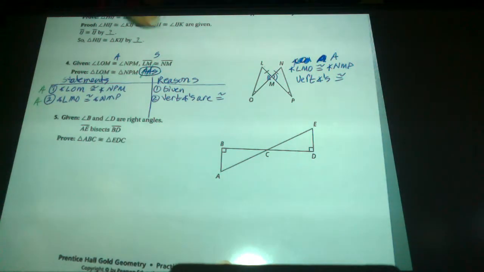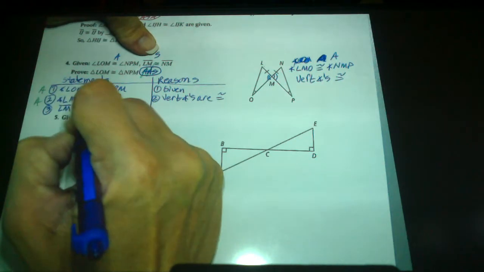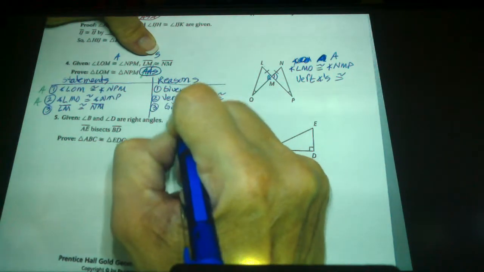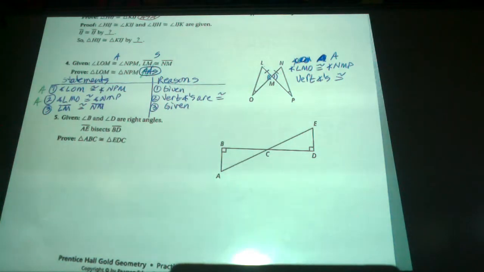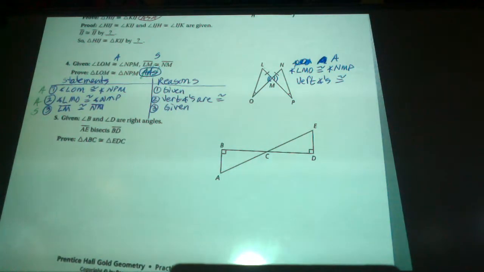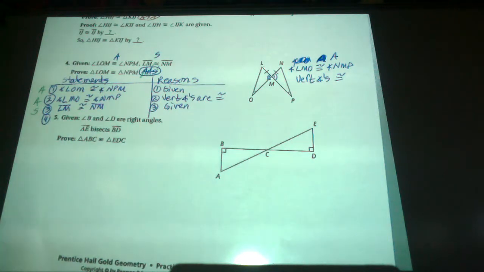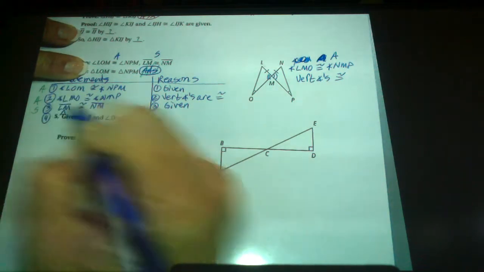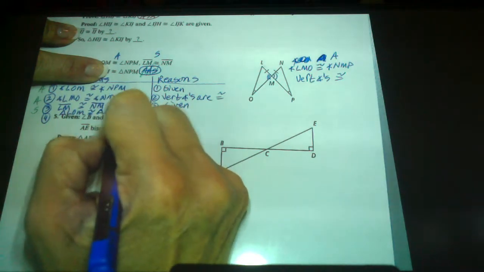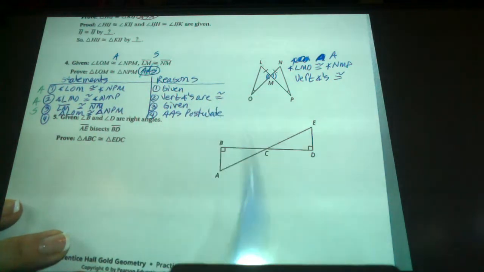All I have left is S, and S happens to be in our given. So that's going to be my third statement: segment LM is congruent to segment NM. Why? Given. Technically you don't have to split up the given, you can put it all together at once, but I'd like to teach you to go in that order, in this case, AAS. And so I hit my third thing. Once I hit my third thing, what's next? What's my fourth statement? The triangle congruent statement. Boom, you proved it. So triangle LOM is congruent to triangle NPM. Why? AAS postulate. Done.